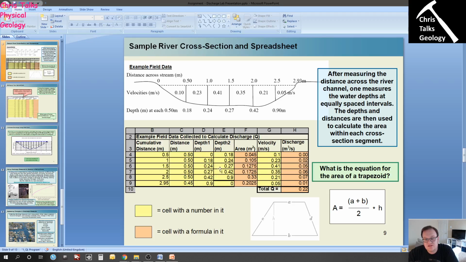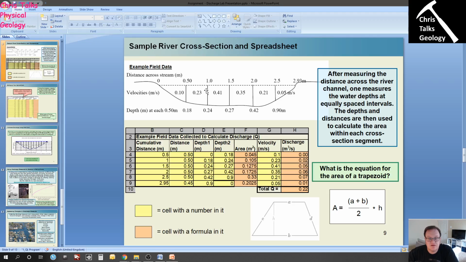So if I'm doing this calculation, I would do 0 plus 0.18, which would be up here. Then I would divide that number by 2. Then I would multiply that number by the height, which would be 0.5. And then that would give me 0.045. And that would be my area.